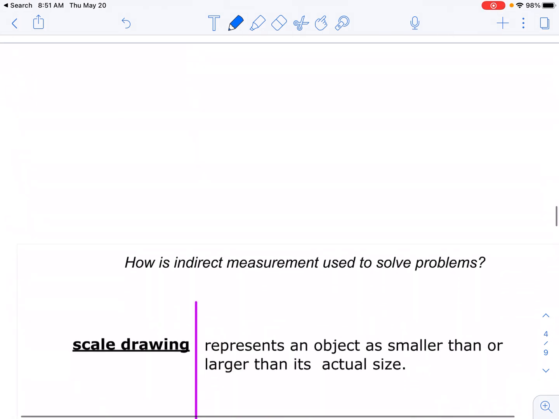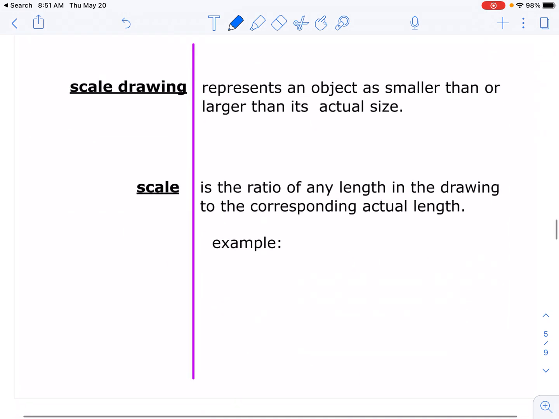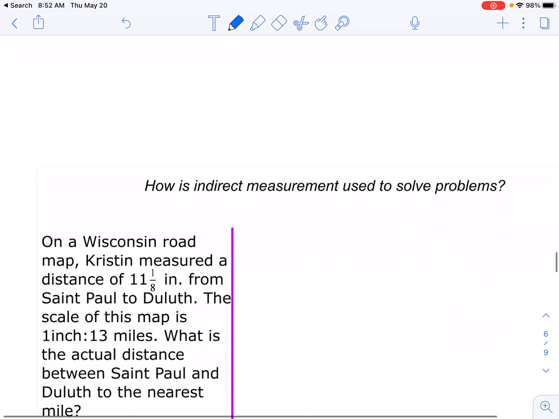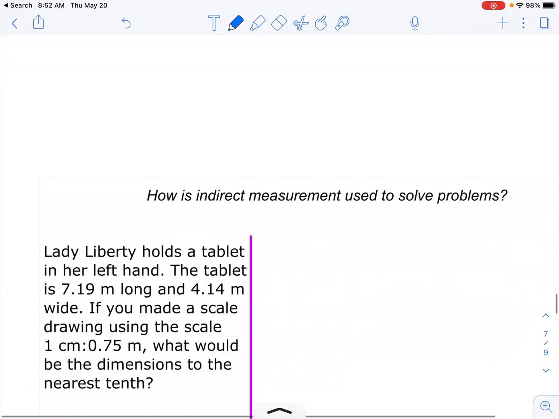Let's skip that example. A scale drawing represents an object as smaller than or larger than its actual size. A scale is the ratio of any length in the drawing to the corresponding actual length. So maybe in the drawing, 1/4 of an inch is equal to 1 foot in real life. That would be an example of a scale. Most often it's written with the colon. Just know that you can turn that ratio into a fraction. I'm going to skip that one.